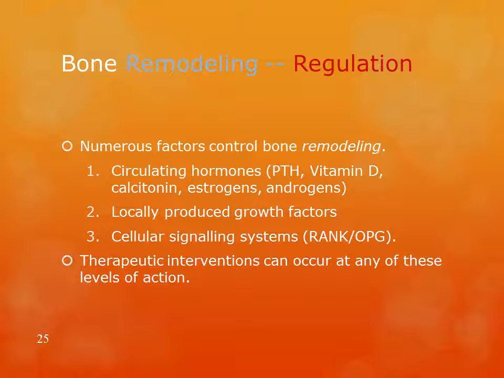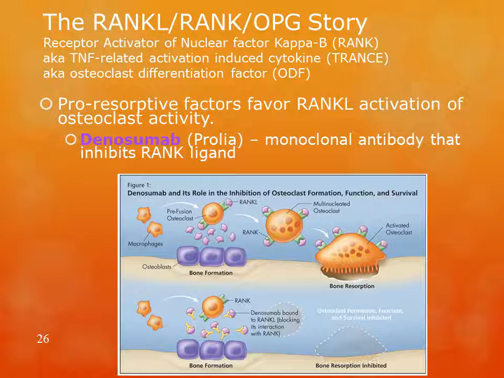What I do want you to recognize, though, is as soon as we're talking about regulation, that's a place that's susceptible to intervention, therapeutic intervention. So the RANK ligand story, basically you have pro-resorptive factors that favor activation of osteoclast activity, and that's mediated by RANKL. Prolia, or denosumab, is a monoclonal antibody that inhibits the RANK ligand.